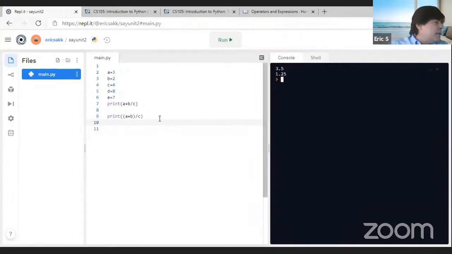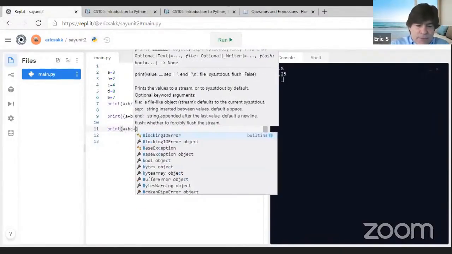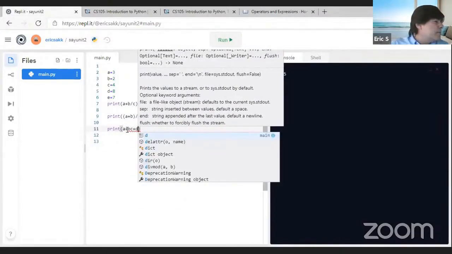But the thing is that probably the most common error that I've seen sometimes is if you wanted to do a plus b divided by c plus d, something like this.